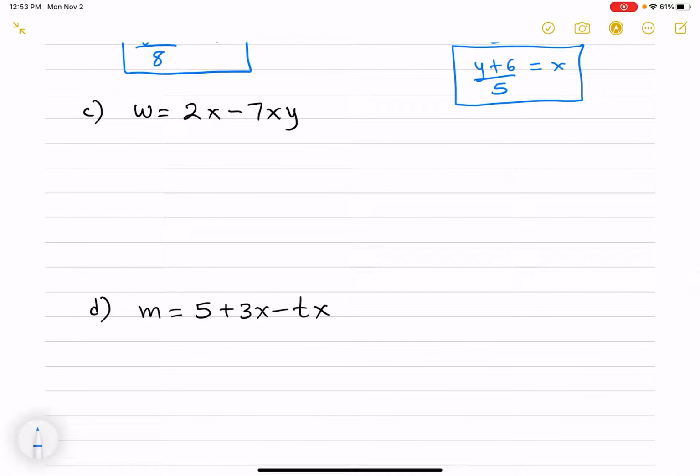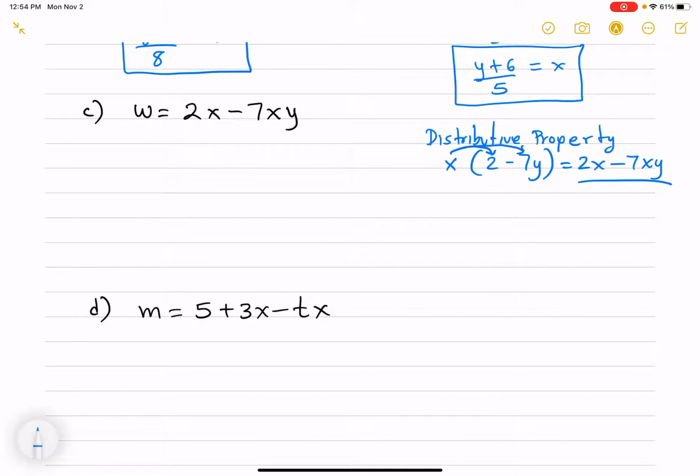On this one, we're going to use a little something called distributive property. So if we had x parentheses 2 minus 7y, and if I wanted to distribute that x this way, that would give me 2x. If I distribute that x, that would give me negative 7xy. This is what we call distributive property. Notice how we distribute that x and we get this on the right side.